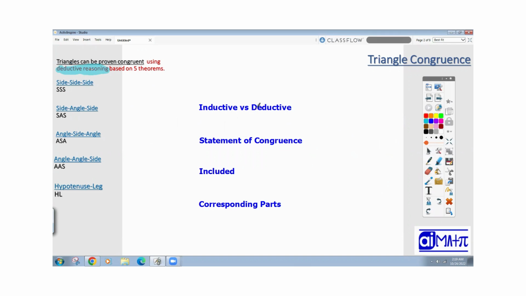A couple of things I want you to keep in mind and you should write down: inductive versus deductive reasoning, what a statement of congruence is, what it means for an angle or a side to be included, and what corresponding parts are. Corresponding meaning same position. We're going to keep these words in mind because we're going to come back to them. So the first thing we're going to talk about is inductive versus deductive reasoning.